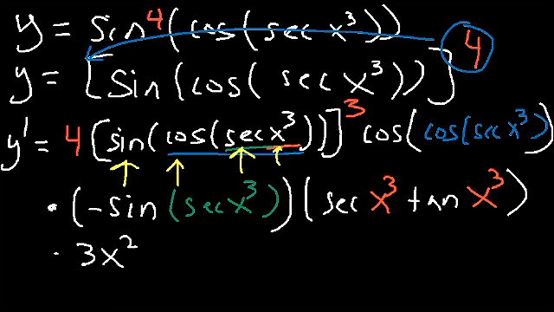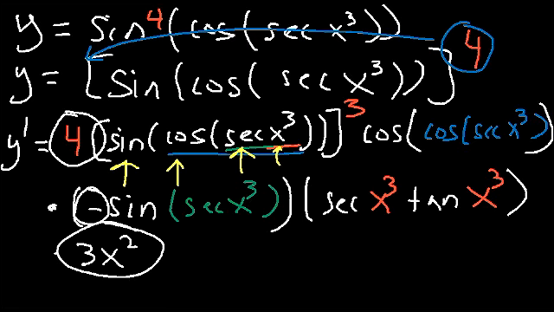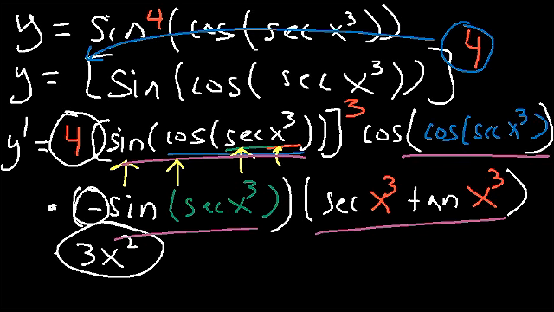To simplify it, you can multiply 4 times 3x squared, which is 12x squared. And then everything else is going to be the same. You can also move the negative to the front. So you could say it's negative 12x squared times all of this stuff.